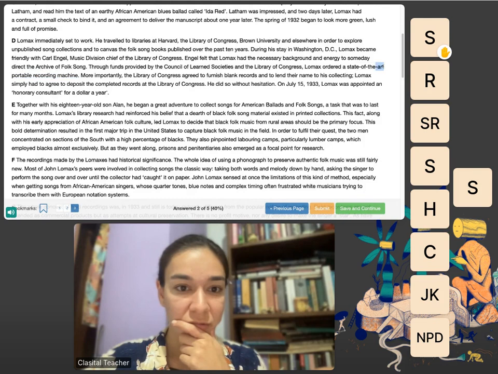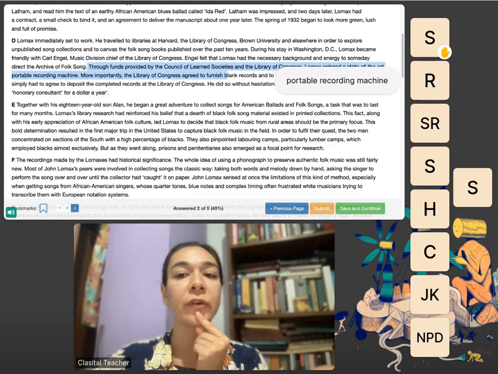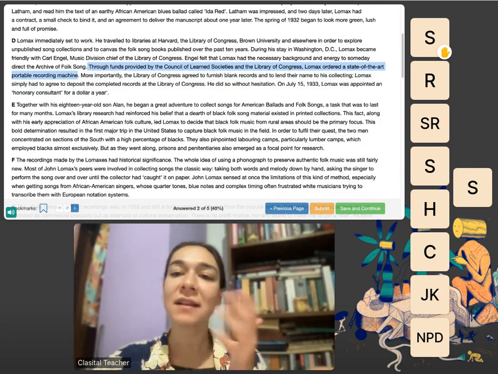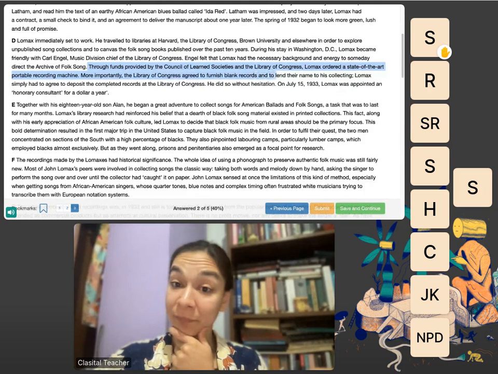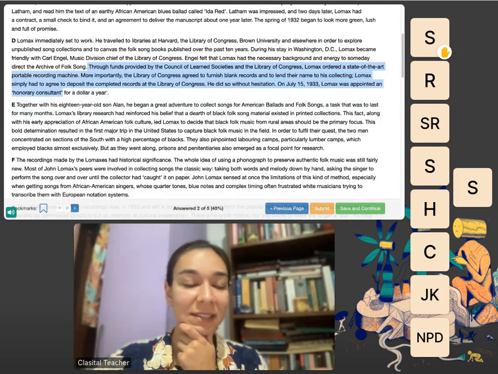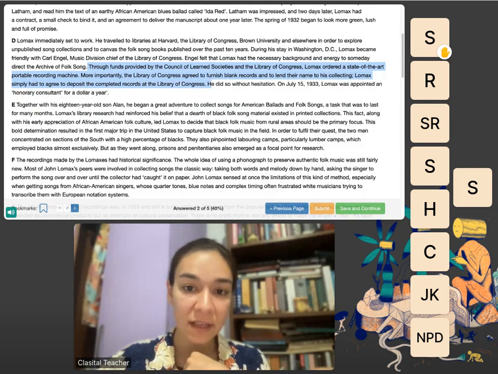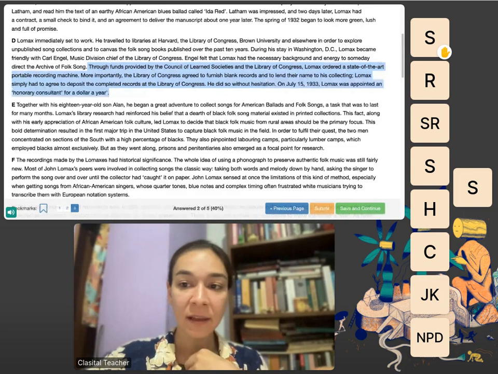Through funds provided by the Council of Learned Societies and the Library of Congress, Lomax ordered a state-of-the-art, portable recording machine. Let's continue reading. More important, the Library agreed to furnish blank records and to lend their name to his collecting. Lomax simply had to agree to deposit his completed records at the Library of Congress, and he did so without hesitation. On July 15, he was appointed as an honorary consultant for $1 a year.